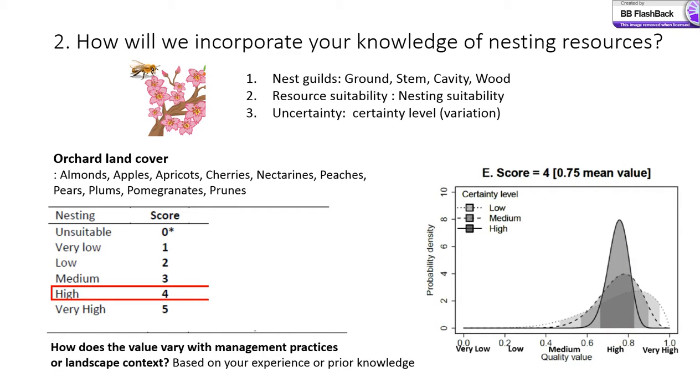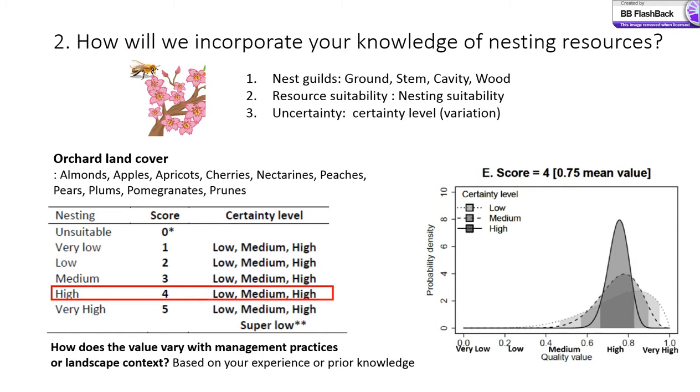If you think it does not vary and the majority of orchards stay in the high quality resource, then you select the high certainty level. If you choose super low, it means any value can be between 0 to 1, so you can leave the score column cell as an empty cell. That means once you select one of the numbers, you should select a certainty level. For unsuitable, you just put the 0 and you don't need to select any certainty level.